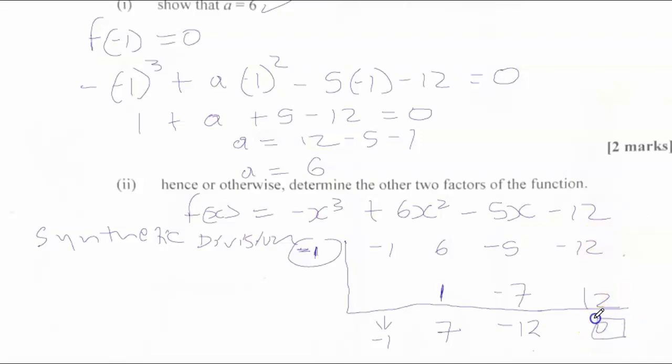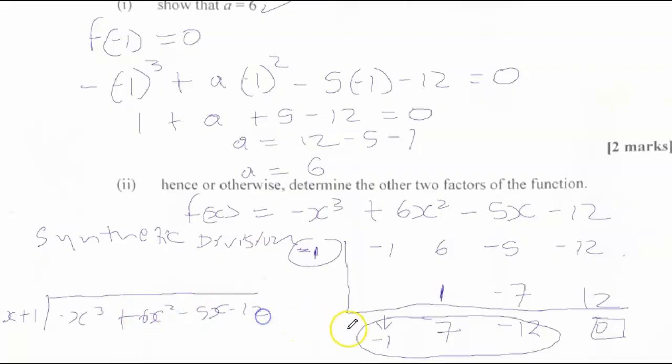Now this final value is always the remainder, which we expect since x plus 1 is a factor. We don't expect to have a remainder. Alright, so these that are left would be the coefficients of the quadratic, the quotient. So therefore, what we're claiming is that x plus 1 divided into the function f of x would leave us with minus 1x squared, positive 7x, and negative 12.